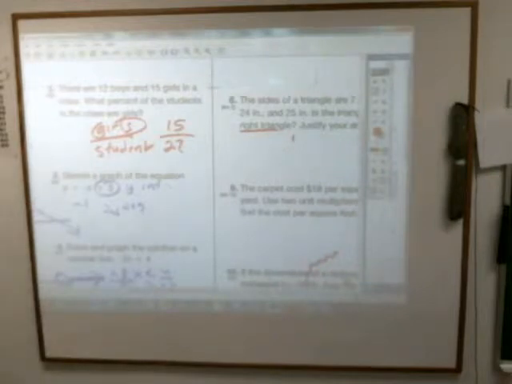So how do you change that fraction to a percent? I had 15 over 27, so. Well, that's not a percent though. First thing I would do is reduce it. It reduces to what?